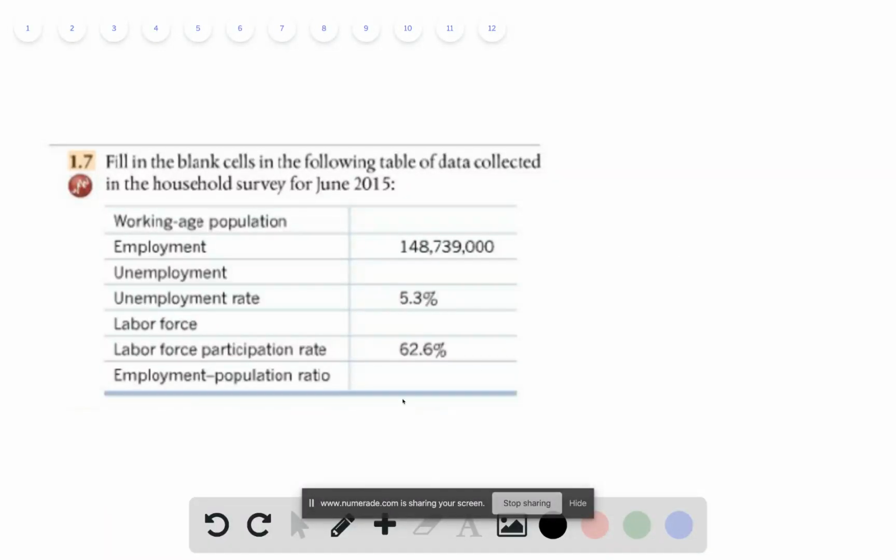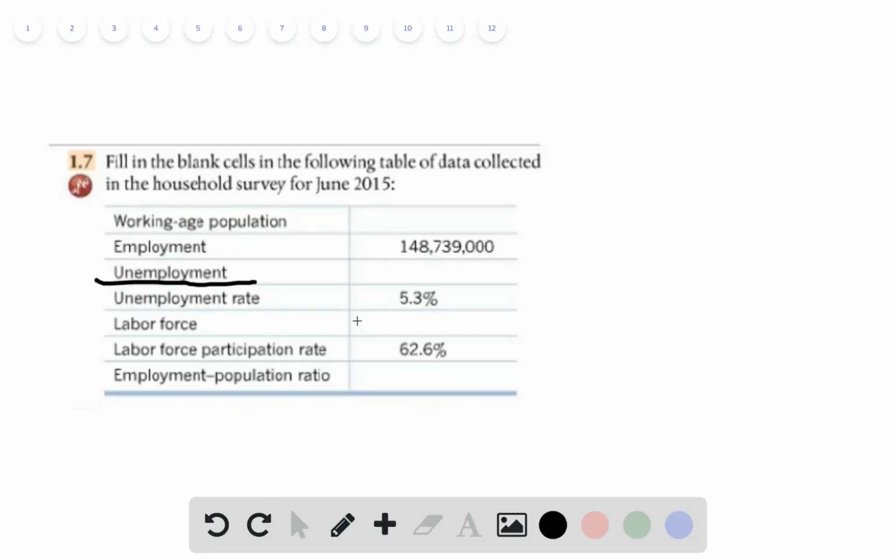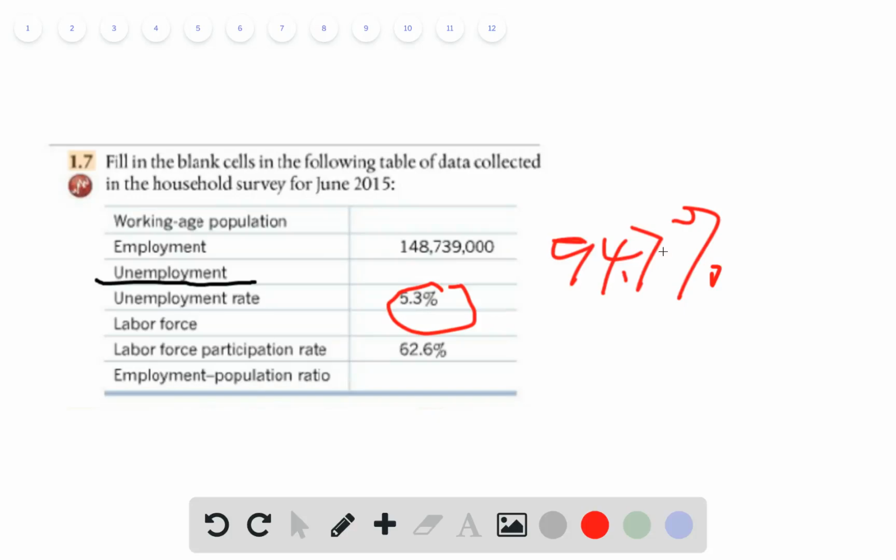Okay, so for this question, the first part we're going to solve is the number of unemployment. So we know that unemployment rate is defined by the number of unemployment divided by the amount of labor force. So we see that the percentage of unemployment is 5.3%. So that means the employment rate is 94.7%. So that is the employment ratio.